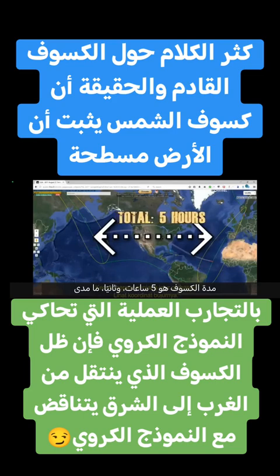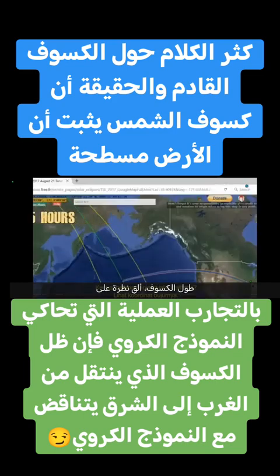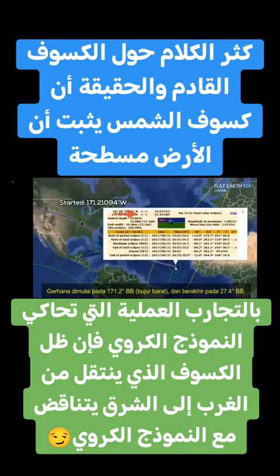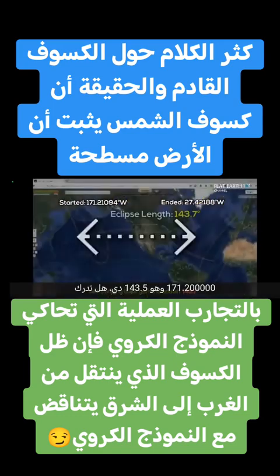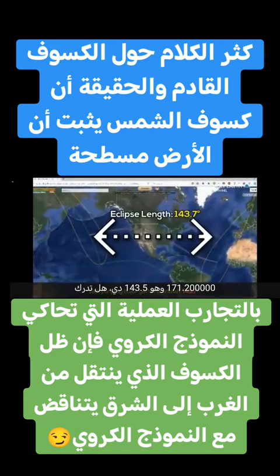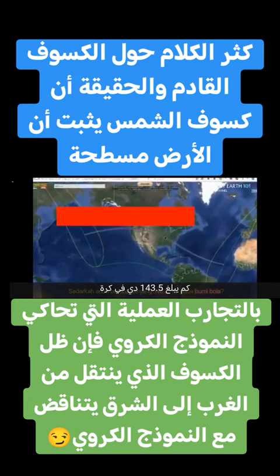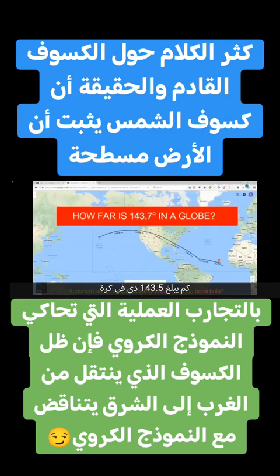Secondly, how far is that eclipse length? Take a look at the longitude. It started at 171.2 degrees west and ended at 27.4 degrees west. The eclipse length longitude is 143.7 degrees. Do you realize how far is 143.7 degrees in the globe?